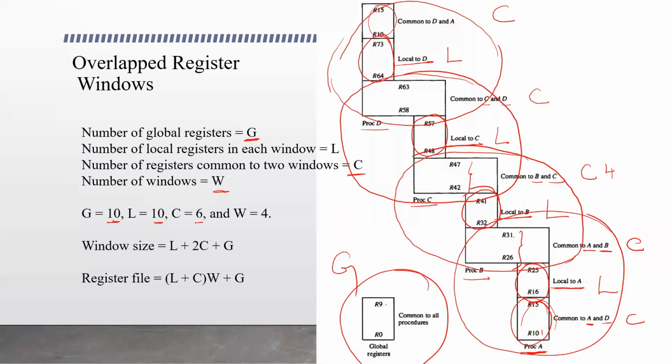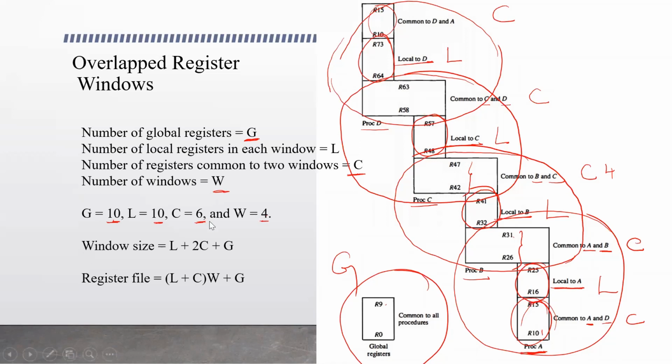And what is C? C is the number of common registers, the registers that are common to 2 windows. Here the common register set is R52 to R63, so it is 6. In every common register set we have 6 registers, and the number of windows is 4.